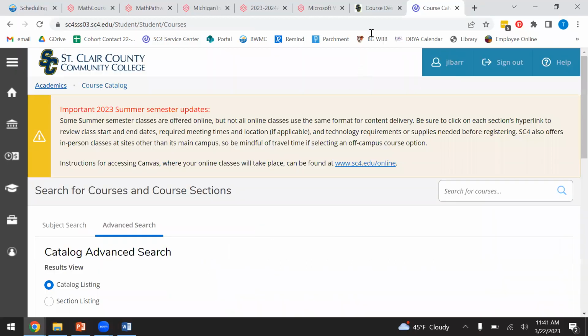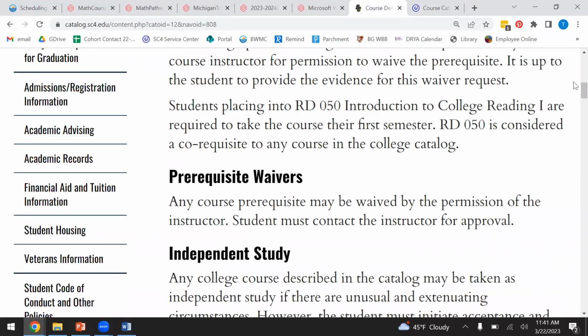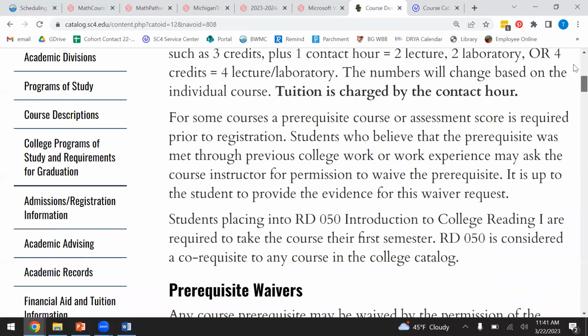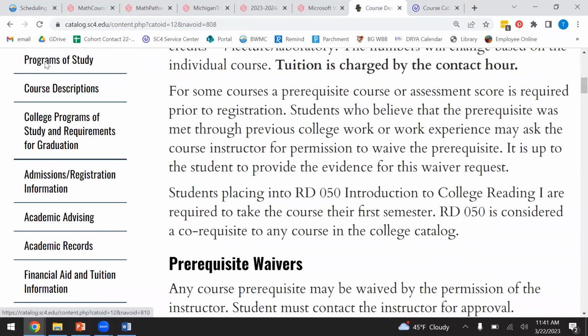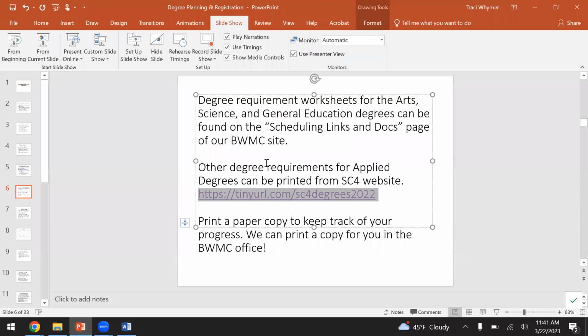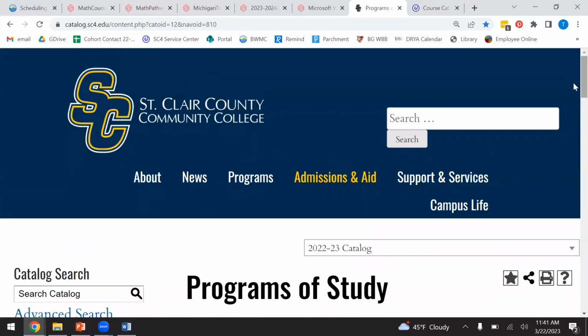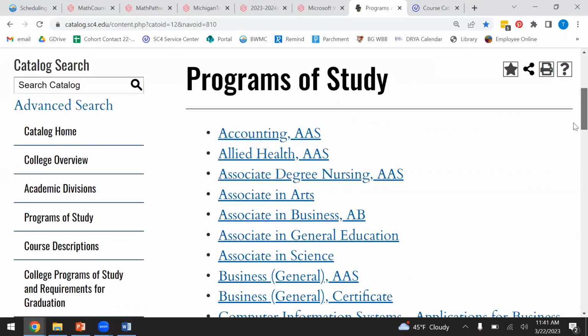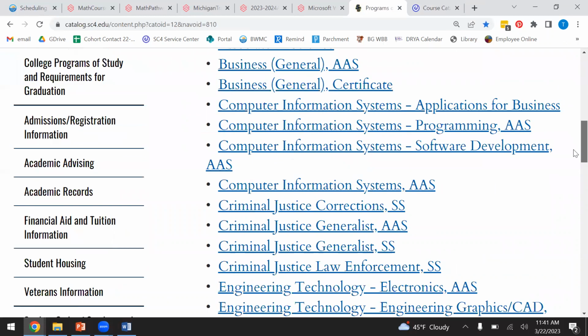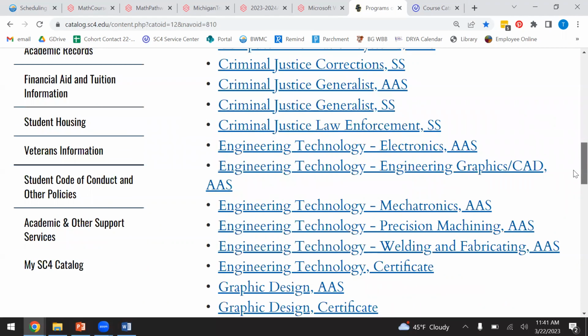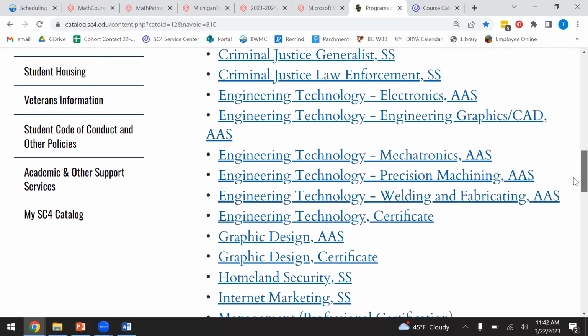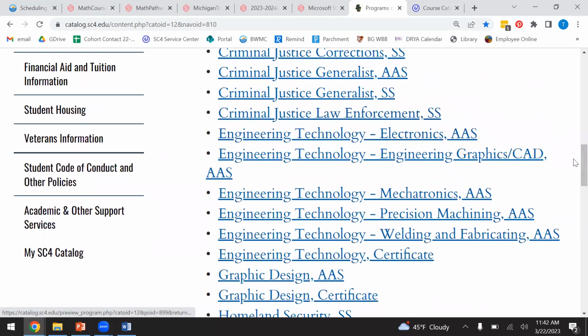When you are looking at your degree, let's go back to where we started here and go to this programs of study. That's where this link brought us here. It was just a shortcut link that we made. So this is where, if you are doing anything other than the arts and science, you would want to look for those worksheets. So let's use maybe criminal justice for an example.